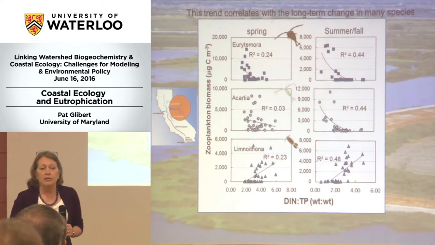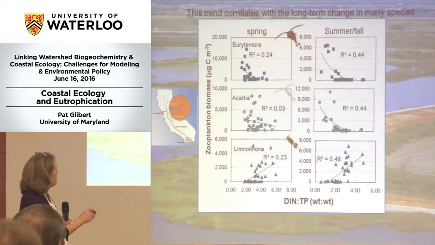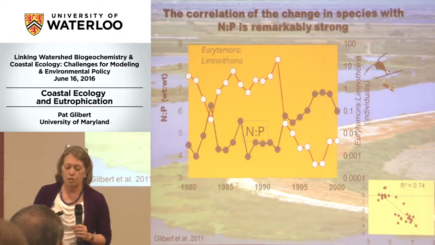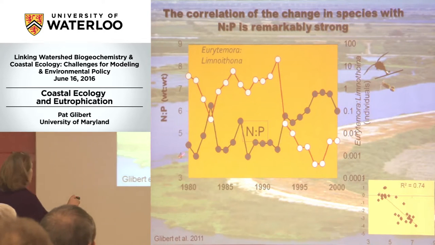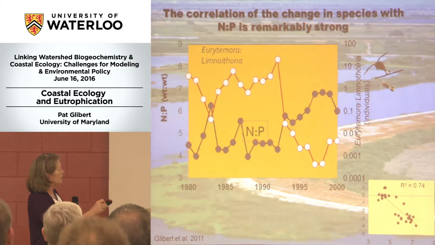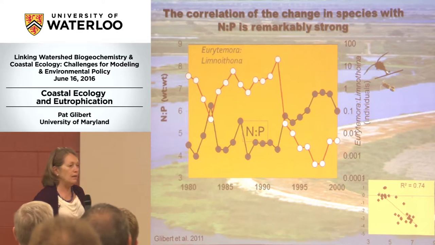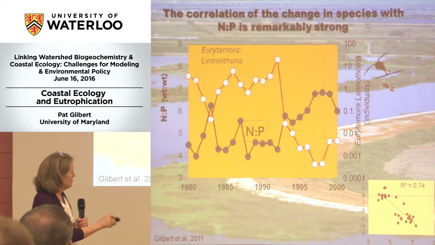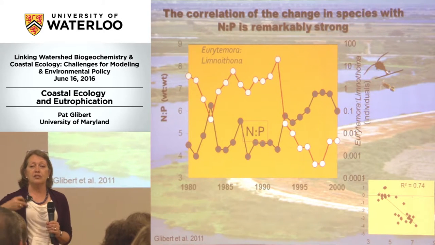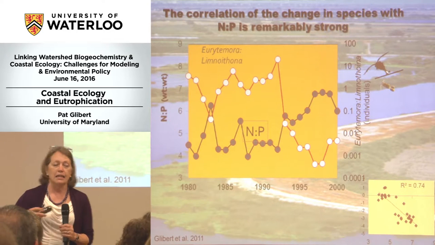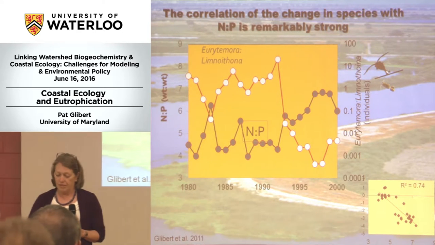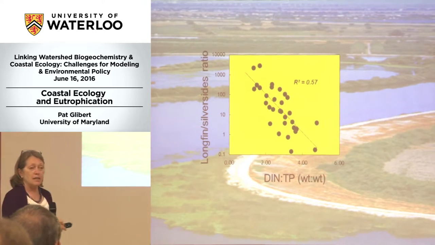Eurytemora drops out as we drive N:P higher. It's replaced by another copepod. That's true in the spring and the summer. And we can see the ratio of these two copepods varying over time. This is 20 years of data. And it varies exactly inversely in proportion to the N:P of the water column. And that is a pretty strong relationship. So we're driving community compositional shifts due to changes in nitrogen and phosphorus loads through the different physiology of these copepods.